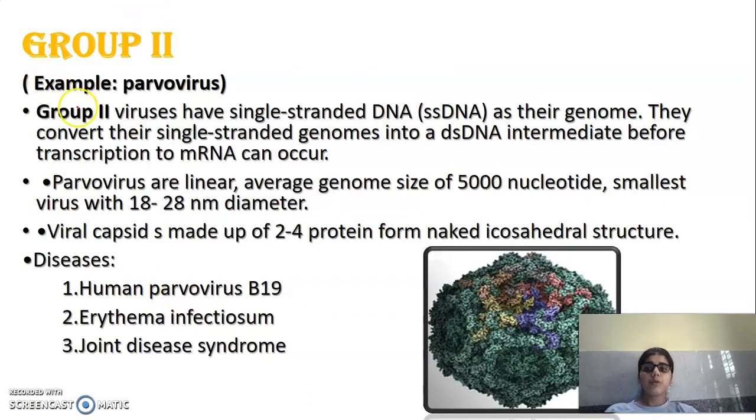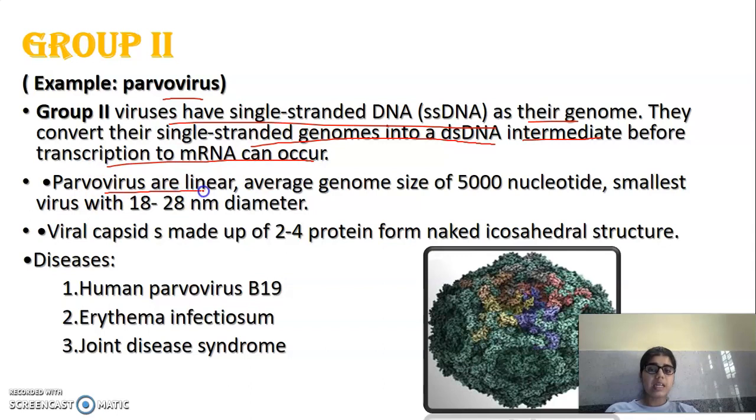Group 2. Group 2 viruses have single-stranded DNA. An example is parvovirus, as their genome has single-stranded DNA. They convert their single-stranded genome into a double-stranded DNA intermediate before transcription to mRNA can occur.